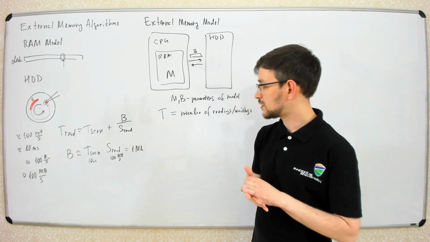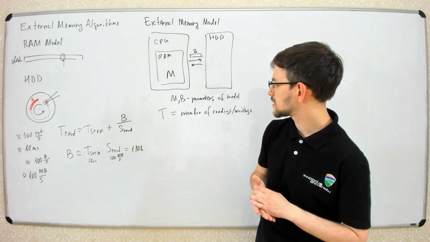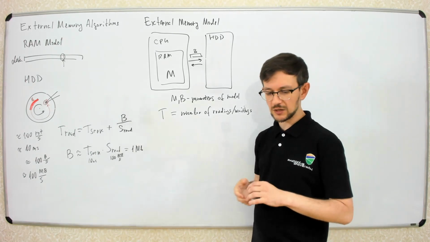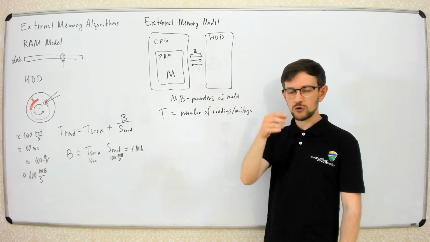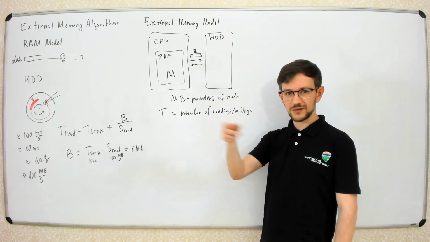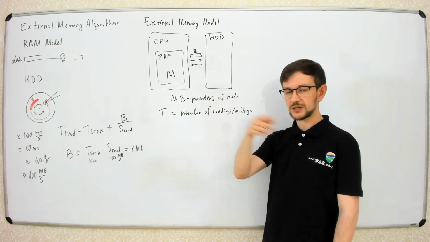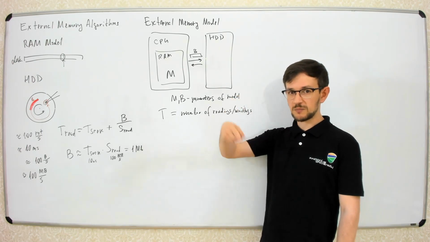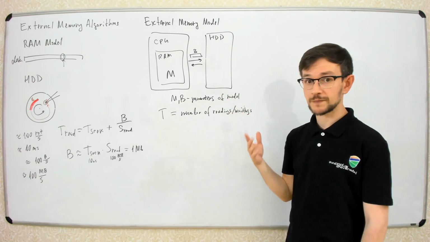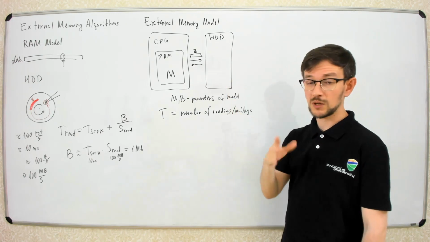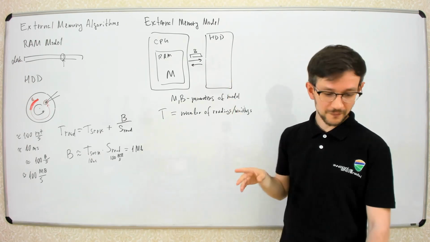So in competitive programming, when you have a big array of data in RAM and you read this data by rows, it's pretty fast because this data is sequential. But if you read data by columns, it will be much slower just because you have a lot of cache misses. And that's usually the same kind of memory model.